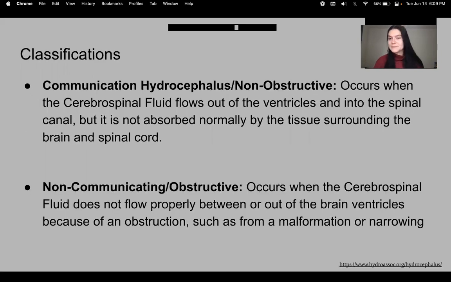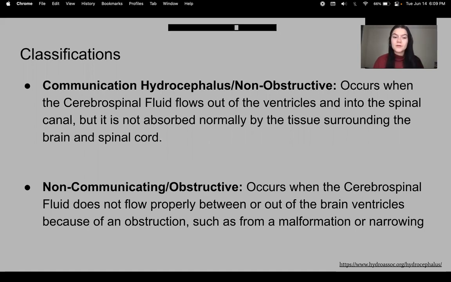And there are two different types of hydrocephalus. This can happen in two different ways. Like, why is it formed? What does it mean? There's communicating hydrocephalus, or non-obstructive, and this occurs when the cerebrospinal fluid, that watery liquid, flows out of the ventricles into the spinal canal, but it is not being absorbed normally by the tissue surrounding the brain. So it's just not being absorbed properly.